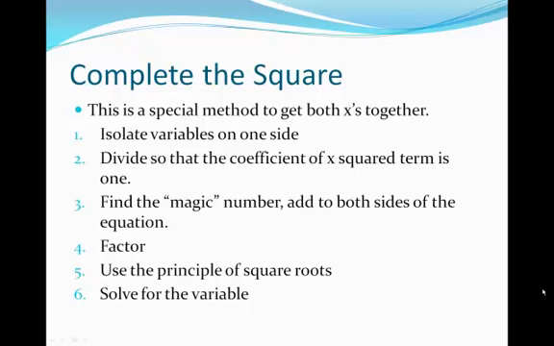Then we're going to work to find a magic number to add to both sides so that we can actually factor it. The way you find this number is you take the coefficient in front of the linear term, that's the one with just x, you divide it by 2 and you square it. When we find that number, we're going to add it to both sides. In doing that, we'll be able to factor the resulting equation very nicely. And once it factors, we'll only have a single x. With a single x, we'll use the principle of square roots and solve directly.